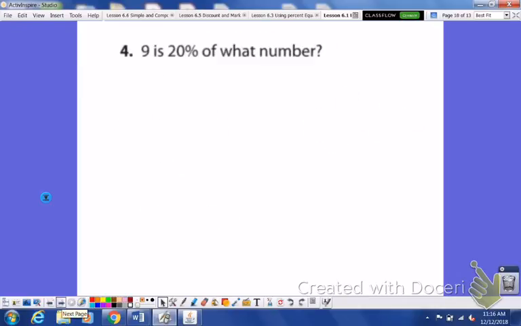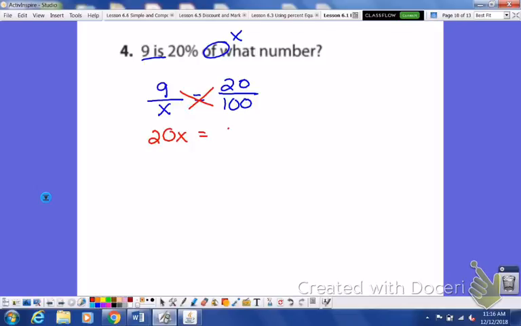All right, next one: 9 is 20% of what number? We're looking for the "of." There's our x. Our "is" was part over whole equals percent over 100. You just need to practice setting these up. Cross multiply and divide. 20 times x gives us 20x. 9 times 100 gives us 900. Divide by the number with the variable, and 900 divided by 20 gives us x equals 45. We're just looking for a number this time, so there's your answer.